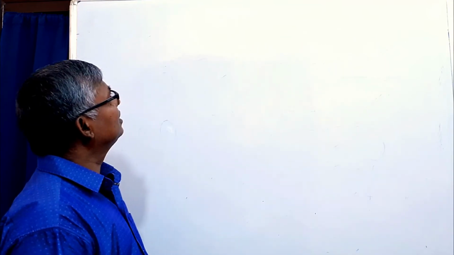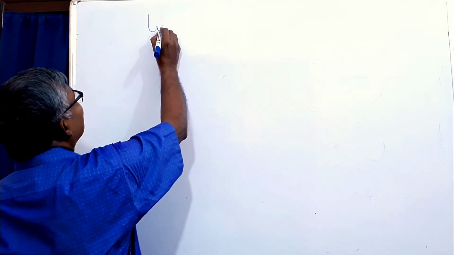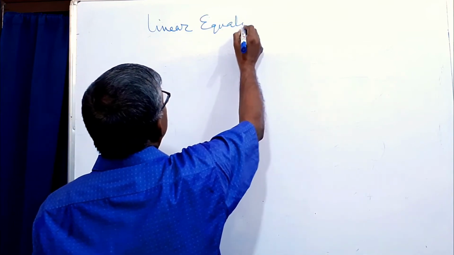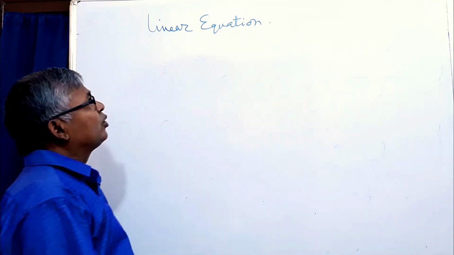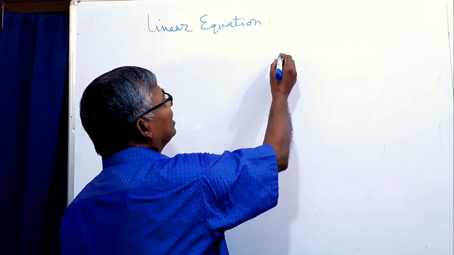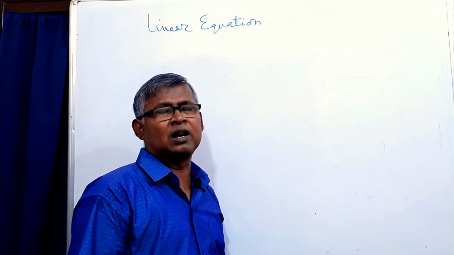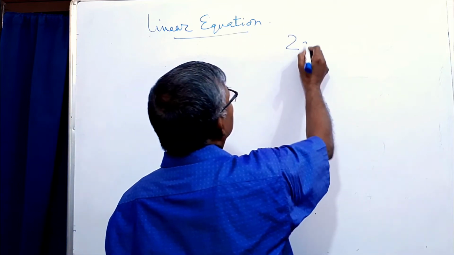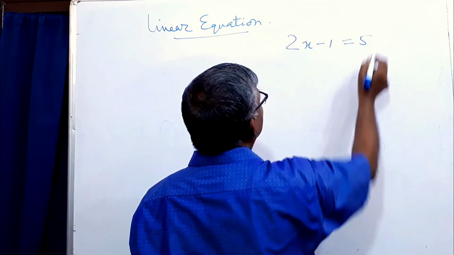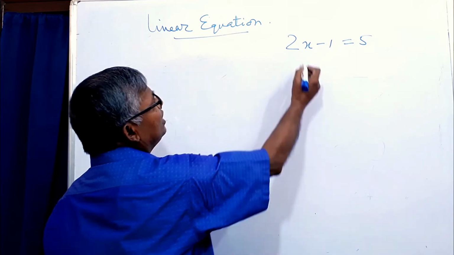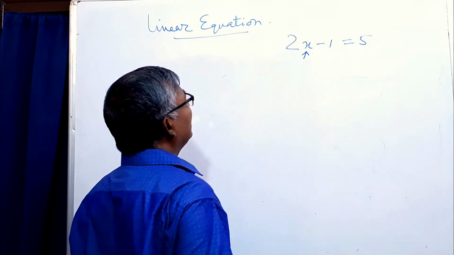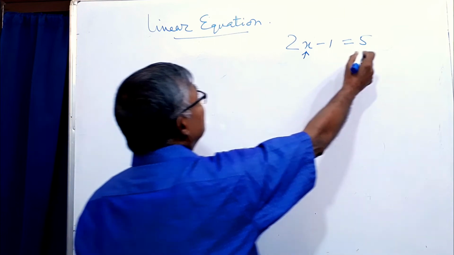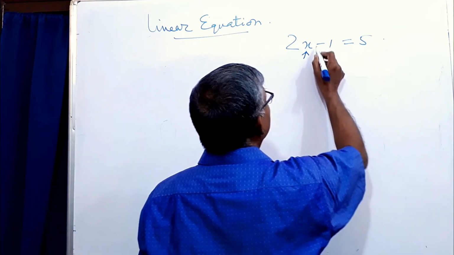Let us learn what is a linear equation. An equation where the highest power of the variable is 1 is called a linear equation. Suppose 2x minus 1 equals 5. Here the only variable is x, and the power of the variable is 1. So it is a linear equation in one variable.